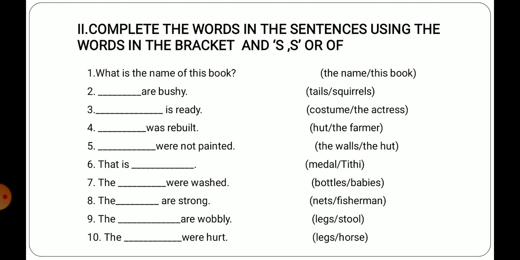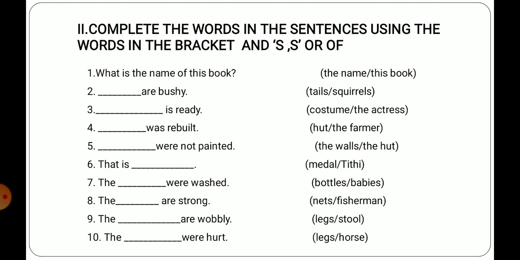Now coming to exercise 2. Complete the words in the sentences using the words in the bracket and use apostrophe S, S apostrophe or of. So what is the name of this book? Now here you can see that there are sentences and in front of the sentences, in the bracket, there are different things, different nouns written. Now how do you have to use it? In bracket there are 2 nouns. The name of this book.